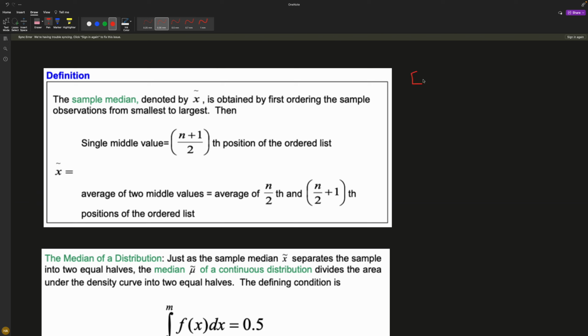So if I have 2, 10, 22, 35, what is my median here? Remember, you take these two, you add them up, and you divide them by 2. So that would be 32 divided by 2, which is 16.